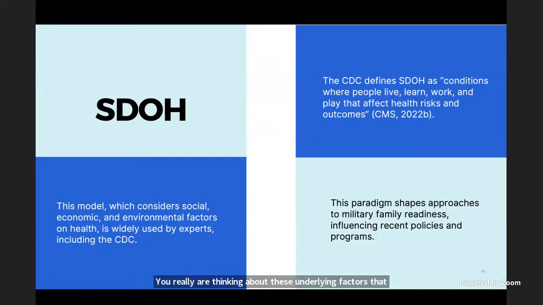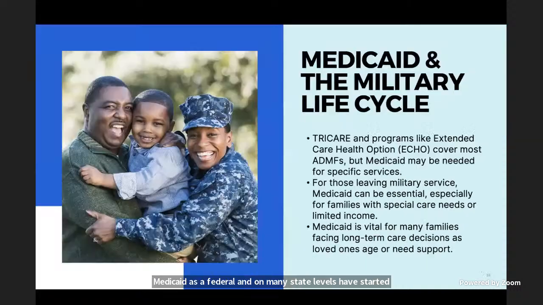You think about health outcomes and how to promote positive health outcomes and prevent those that are negative. Medicaid, at the federal level and in many states, has started to recognize this and is trying to incorporate this SDOH perspective into program design and implementation.